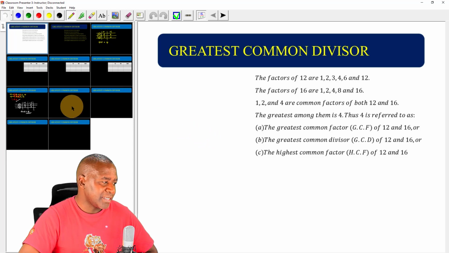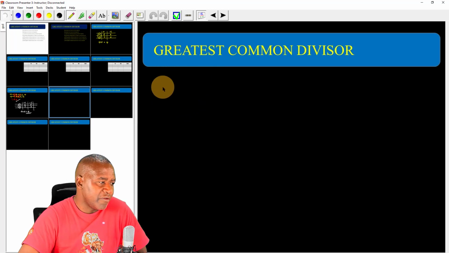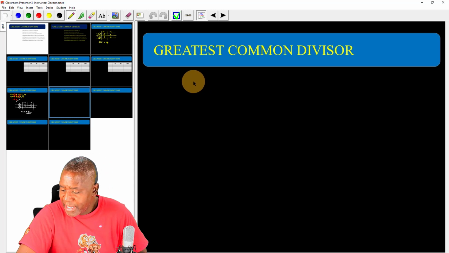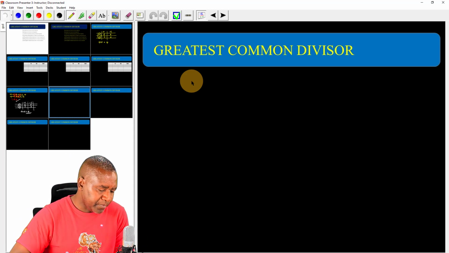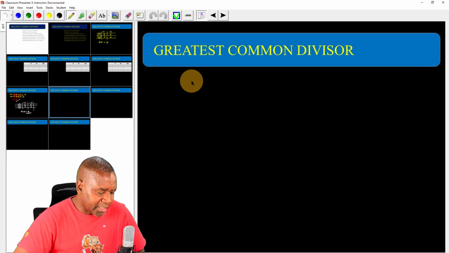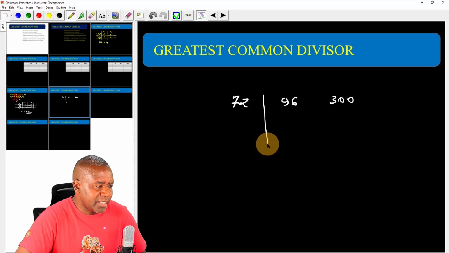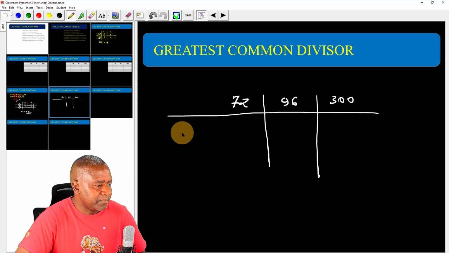Now let us see about three numbers. For example, if you're asked to find the greatest common divisor of the following numbers, and I want to use an example in our books, this example is 72, 96, and 300. So you've got 72, 96, and 300. Let's find the greatest common divisor of these numbers.